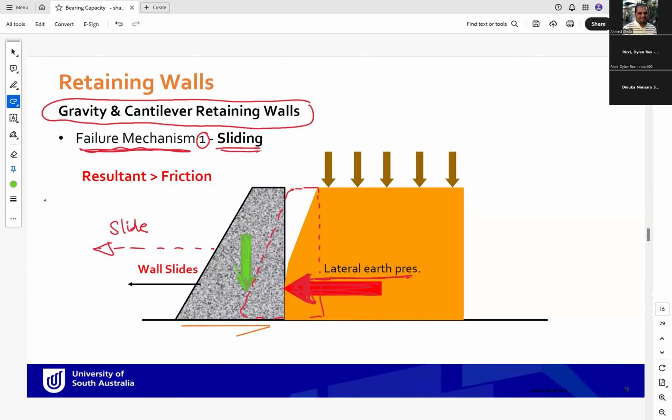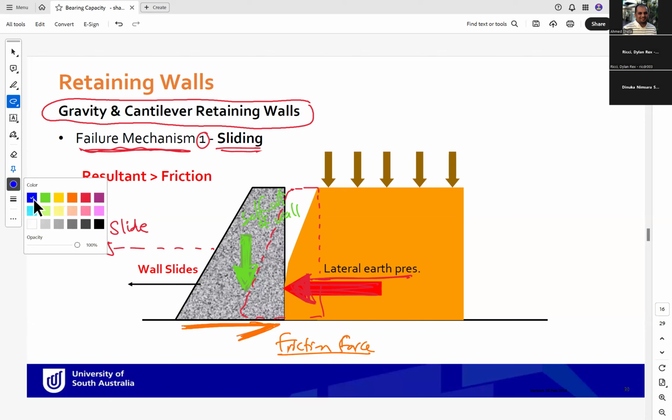So we also have the self weight of the wall. Due to the heavy weight, we will have a friction force in this direction. So the friction force will be in the opposite direction of the sliding force. So if the wall is sliding in this direction, the friction will be on the other side. So to be stable, the friction should be more than the resultant sliding force.